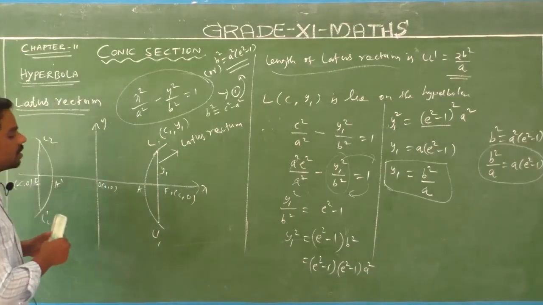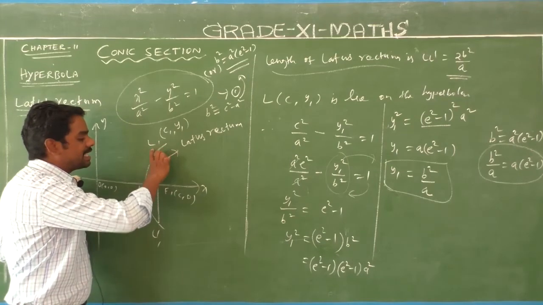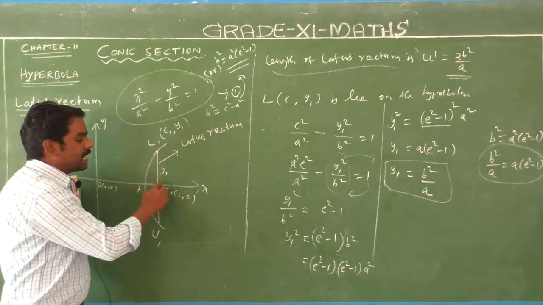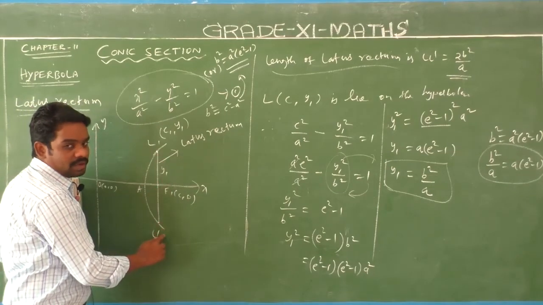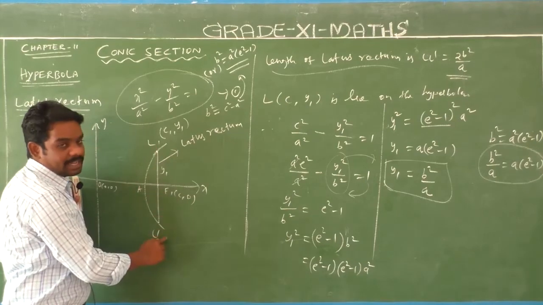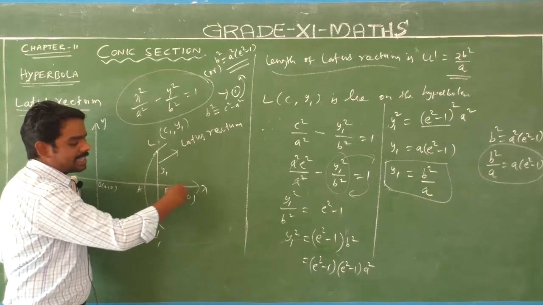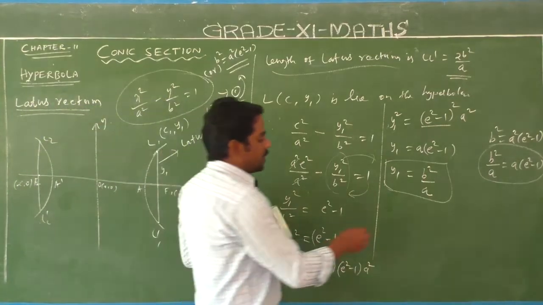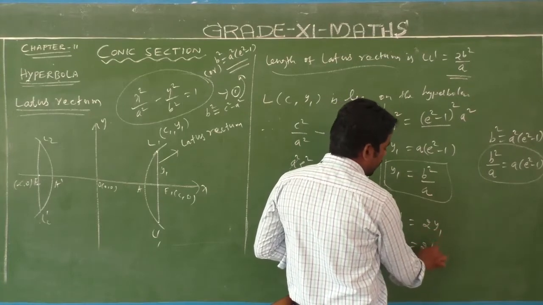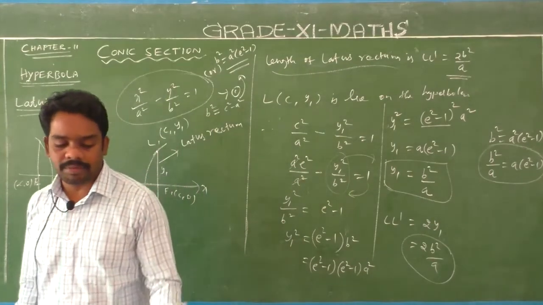So y1 is the distance between F1 and L dash. So F1L dash is y1, and the y1 value is b squared by a. So the length of the latus rectum is F1L dash plus F1L1 dash. F1L1 value is also b squared by a, symmetric about the x-axis. So the length of the latus rectum is 2 into b squared by a. This is the length of the latus rectum of a hyperbola.